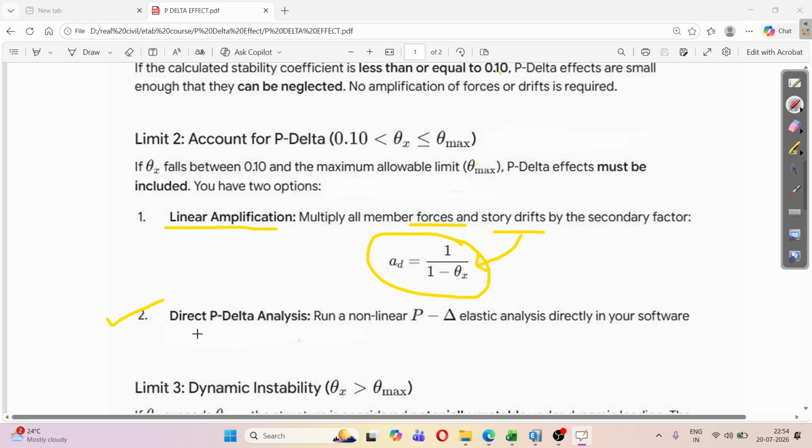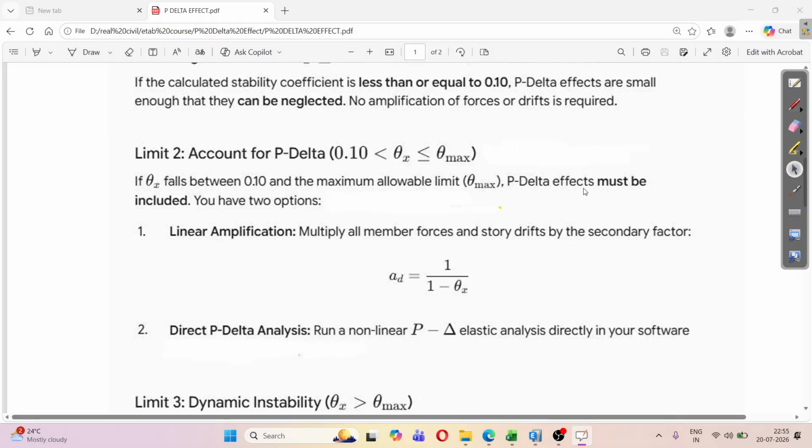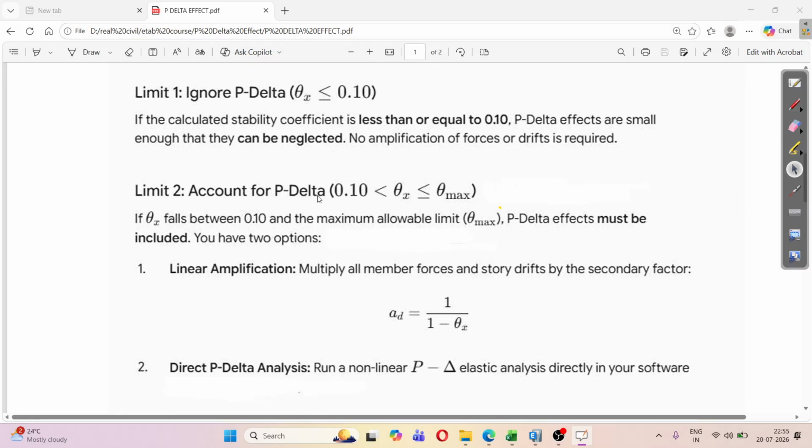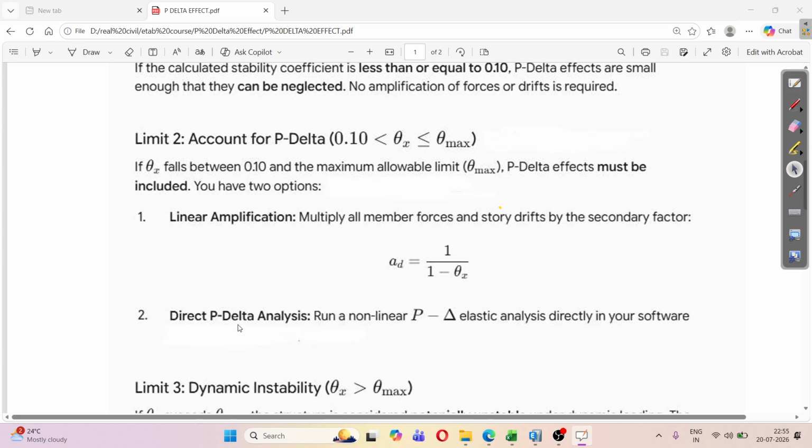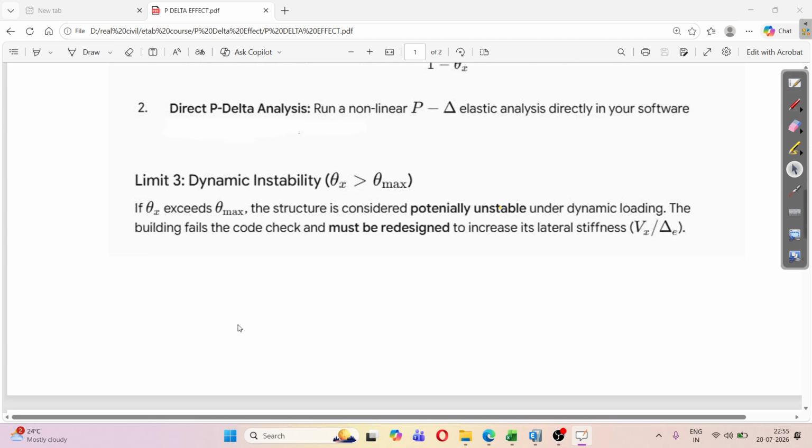Or you can directly go for P delta analysis. Just run a non-linear P delta elastic analysis in your software. So there are two ways. In the first case, if theta is less than 0.1, then there is no need. If it is between 0.1 and theta max, then you have to consider the P delta effect, either by linear amplification or by directly running the P delta analysis in the software.